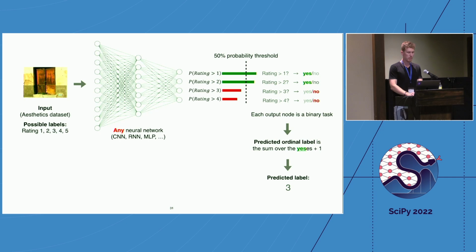So here's an example for this particular image. For example, let's say for the first node, we have a score that is greater than 50%, so it's a yes. Then for the second one, we also have a probability that is greater than 50%. It's another yes. And then for the other ones, there are no's. So when I sum up the yeses, add a 1 to it, I get essentially the predicted label of 3. So that's how I turn the scores into these binary responses and then into a predicted label.